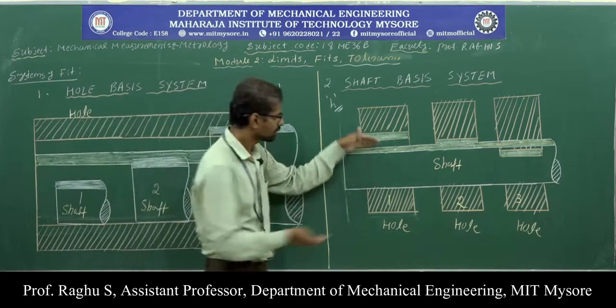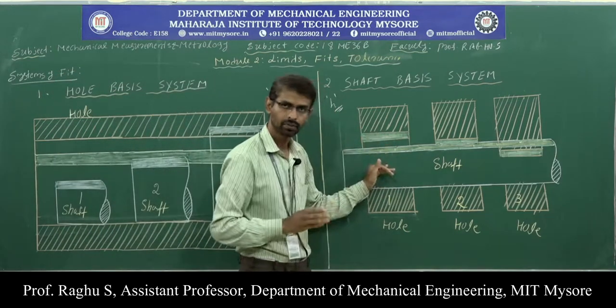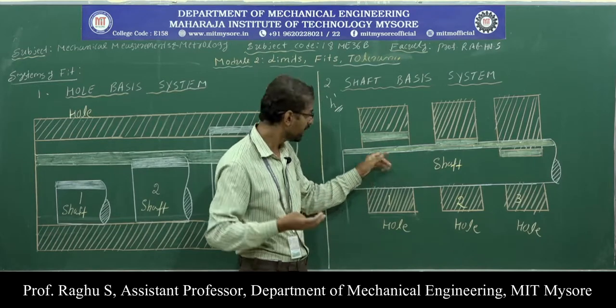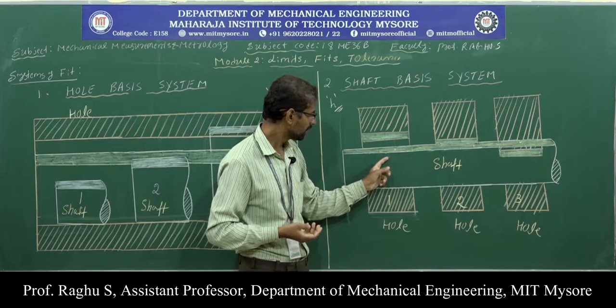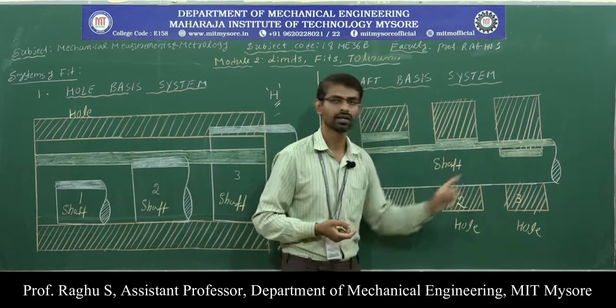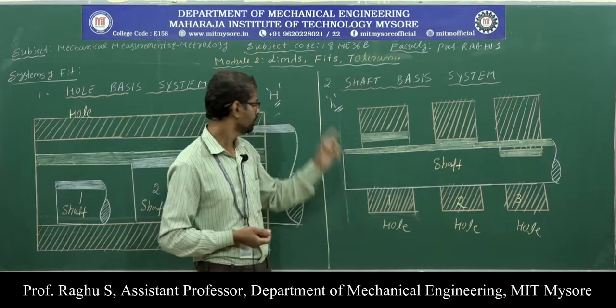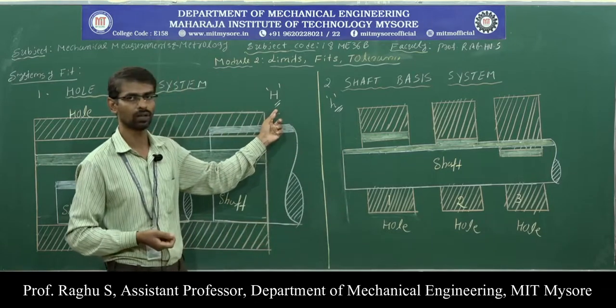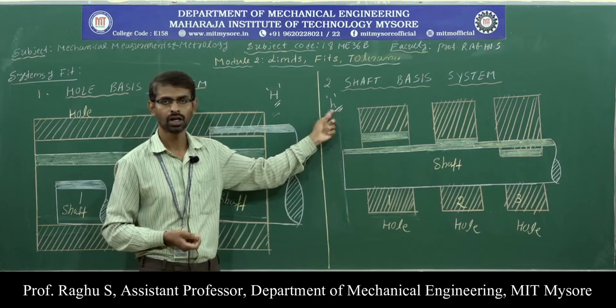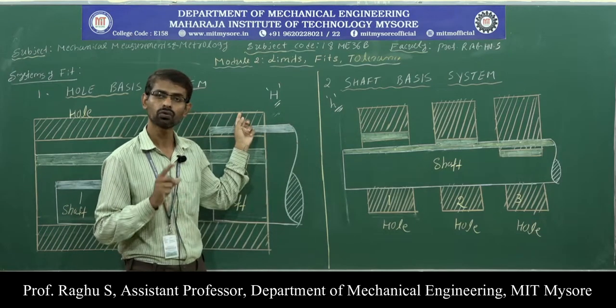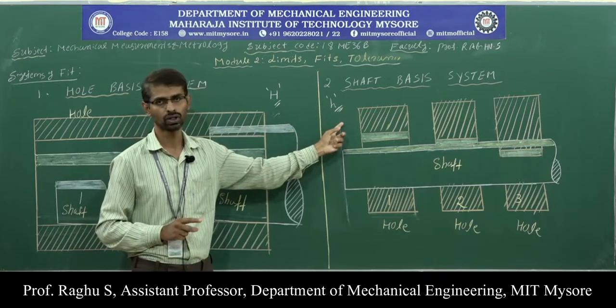Here also, the size of the shaft is kept constant and different fits are obtained by varying the size of the holes. This is a clearance fit, transition fit, and interference fit. So the hole based system is represented by capital H, and the shaft based system is represented by small h. Here the lower deviation of the hole is 0, here the upper deviation of the hole is 0.